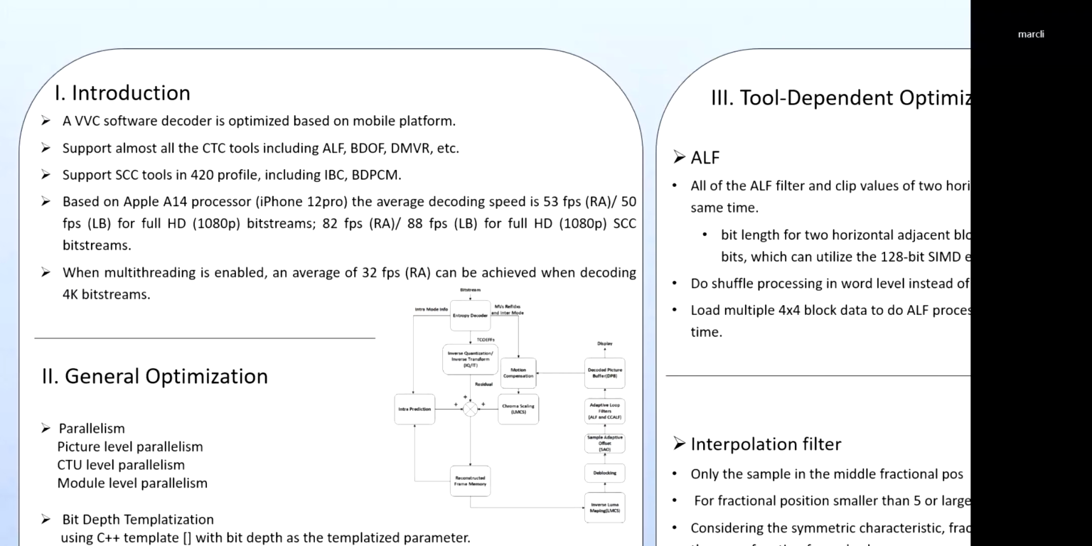Based on the Apple A14 processor, the average decoding speed is 53 FPS for random access and 50 FPS for low delay B when decoding Full HD bitstreams. And the decoding speed is about 82 FPS for random access and 88 FPS for low delay B when decoding Full HD SCC bitstreams. When multi-thread decoding is enabled, an average of 32 FPS can be achieved when decoding 4K bitstreams.